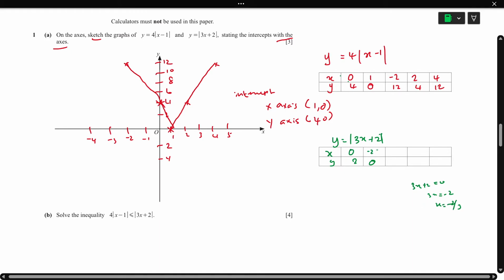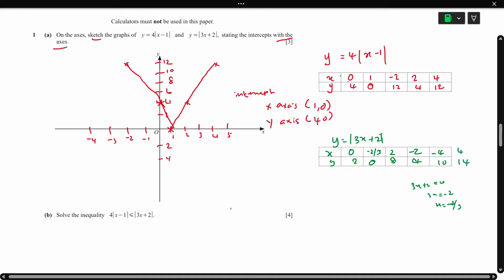Next, when I put 2 here, we get 8. When I put negative 2, it's going to be negative 6 plus 2, so the absolute value is 4. When I put negative 4, it's negative 12 plus 2, which gives 10. When I put positive 4, 12 plus 2 gives 14.